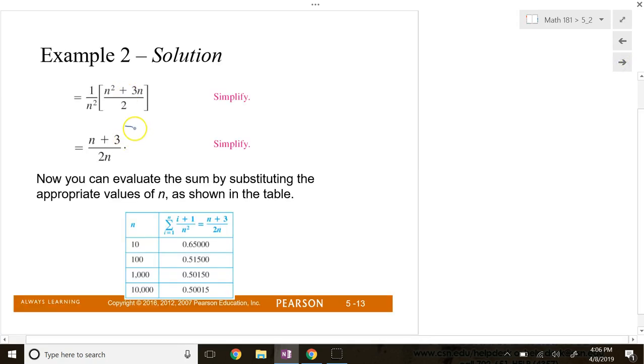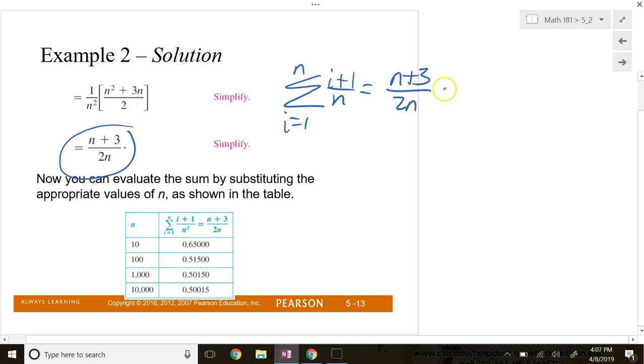Clean it up, and it ends up being (n plus 3) all over 2n. So this, the sum of i from 1 up to n of (i plus 1) over n, cleans up to being (n plus 3) all over 2n, or if you want to think about that as 1/2 plus 3 over 2n. It's the same thing.